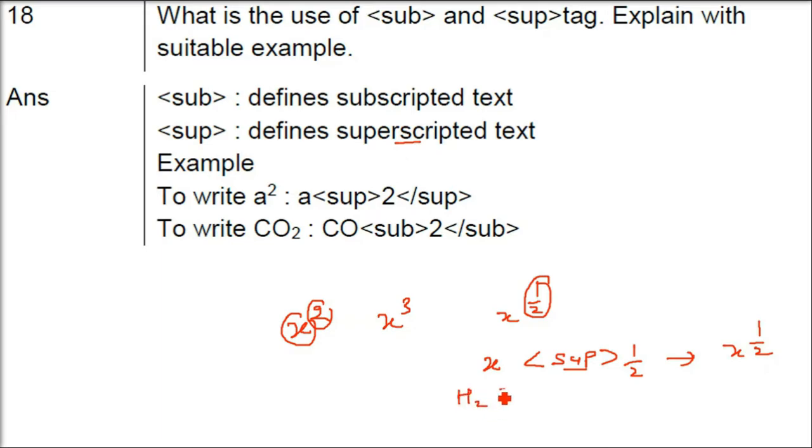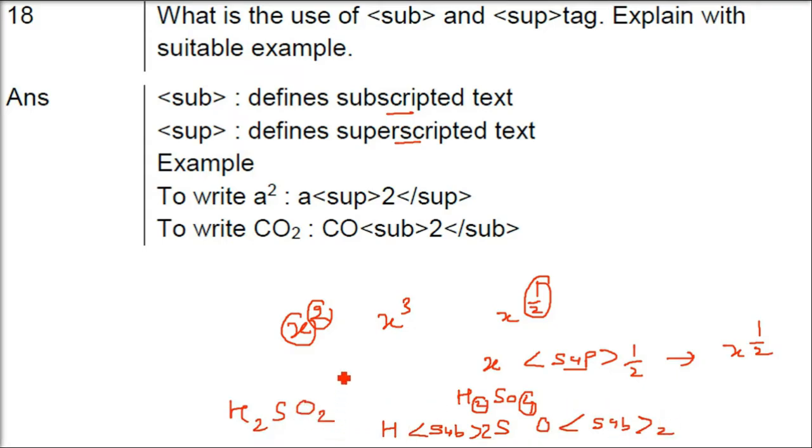Now we have H2SO4. How to do this? The 2 and 4 here are subscripts. So for H, you want the subscript form, so you'll write SUB, subscript. Then SO, then again subscript after O, and after that you'll write 4, SUB, then you write 4. Let me just show that this is 4 you are going to write. H2SO4, whatever you write.